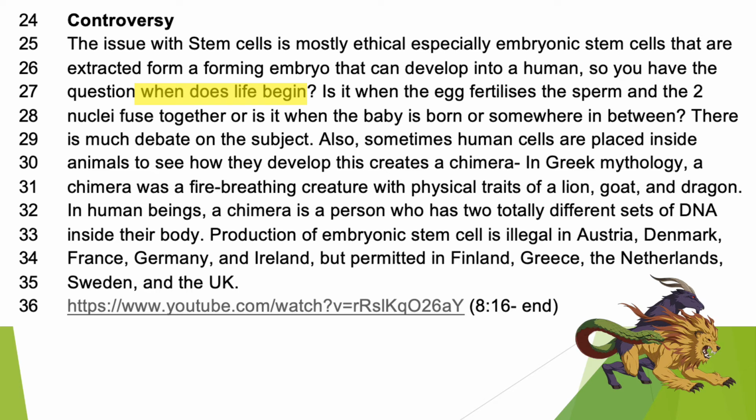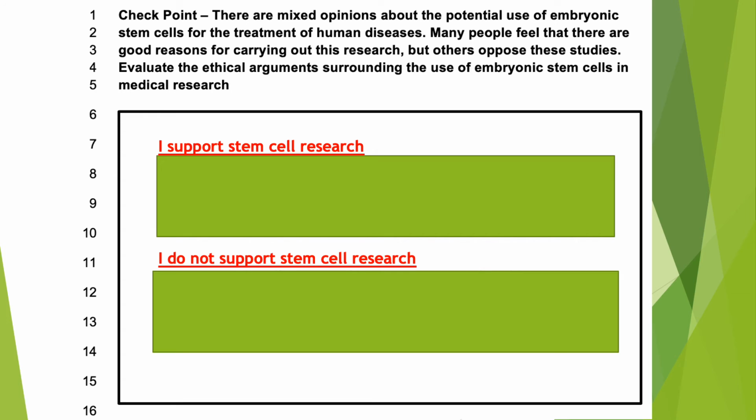So in human beings, a chimera is more so a person who has two totally different sets of DNA inside their body. Now, this is very hypothetical. It doesn't really mean that there are people out there with a human being that has the DNA of a lion. We know for a fact that this can't happen yet, but we can definitely do a lot more research into this, okay?